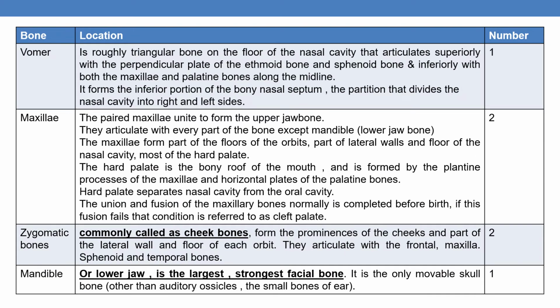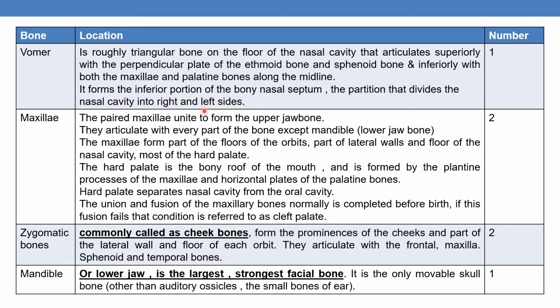Next coming is the vomer. It is a roughly triangular bone on the floor of the nasal cavity that articulates superiorly with the perpendicular plate of the ethmoid bone and sphenoid bone, and inferiorly with both maxillae and palatine bones along the midline. There is one vomer. It forms the inferior portion of the bony nasal septum, the partition that divides the nasal cavity into right and left side.